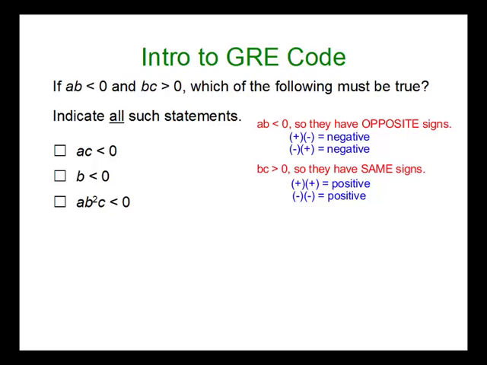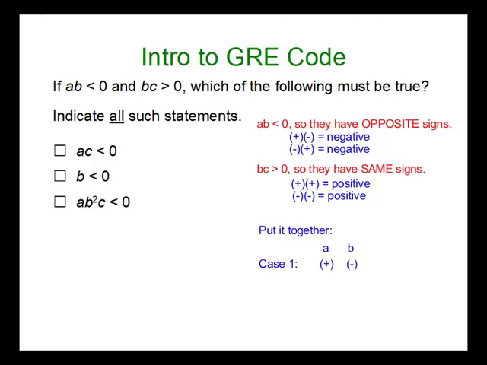And BC is sort of the opposite rule, in effect. That's positive, so they have the same signs. And that occurs whether they're both positive or whether they're both negative. Two negatives multiplied together cancel and make a positive. Okay, so we've got A and B are different from each other, and B and C are the same.